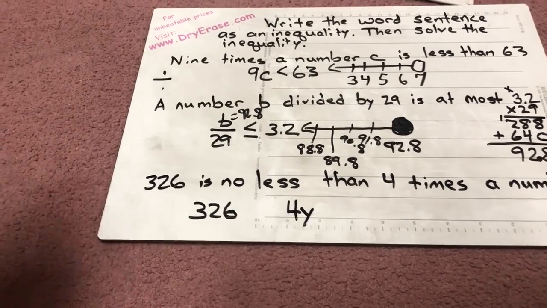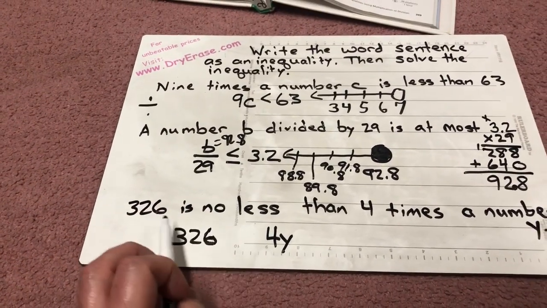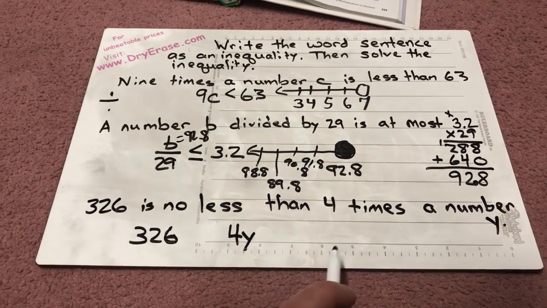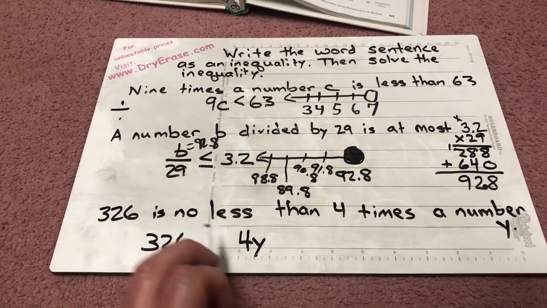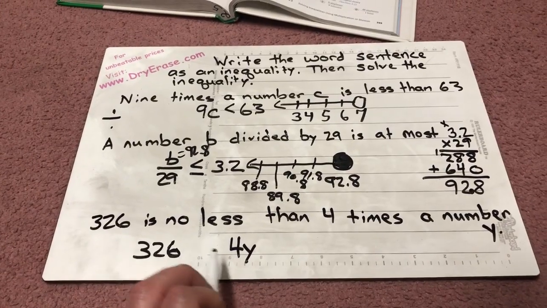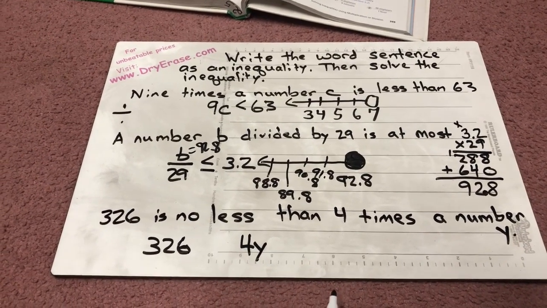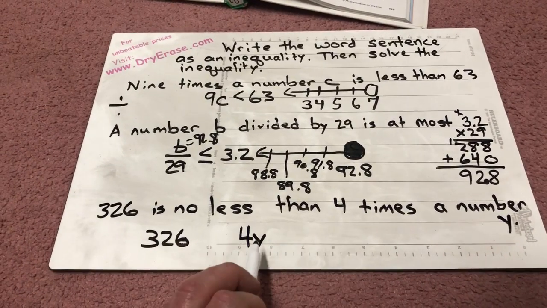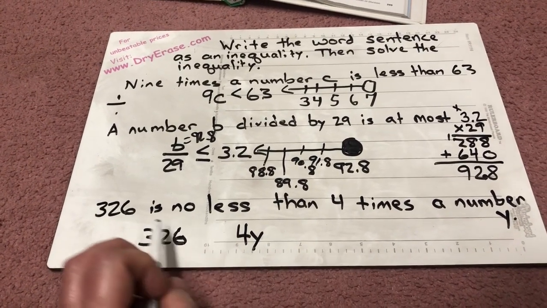Video malfunction, and we were also a little bit confused here about 326 is no less than 4 times the number y. Sometimes my brain is thinking about different things than my words are actually saying. So I apologize for that, but here's just a short video to follow up here.